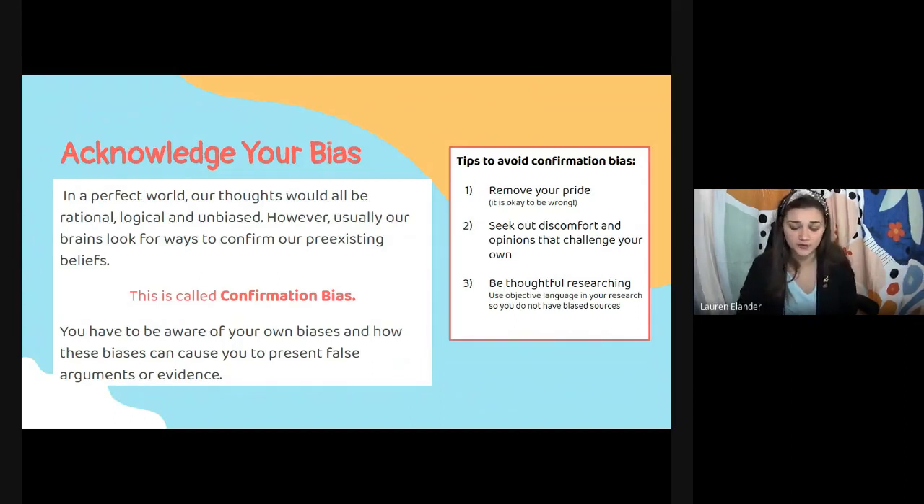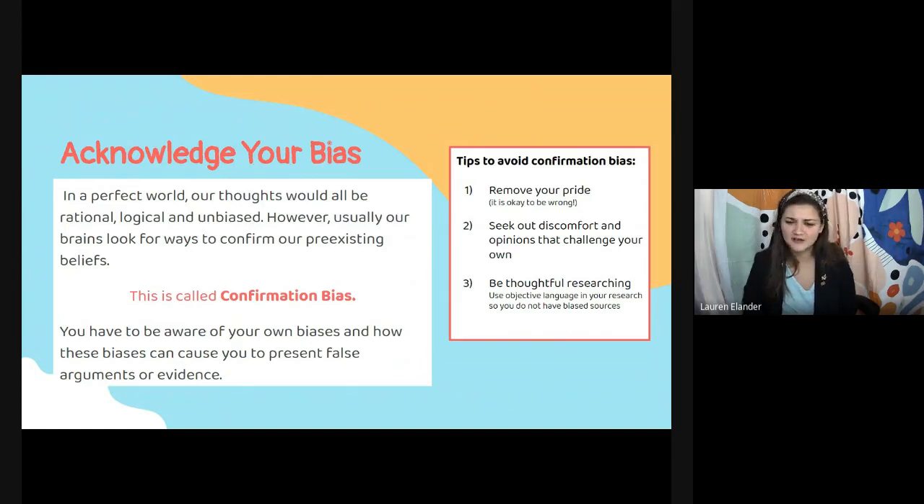Three tips to help you avoid confirmation bias. One, pull away your pride. It's okay to not know everything. Nobody knows everything, and it's okay to get information that conflicts with your current worldview. Two, seek out discomfort and opinions that challenge your own. Lean into that. Think about how it challenges you and see objectively whether you agree or disagree with their opinion. Don't start belittling and attacking them before you finish reading their argument.